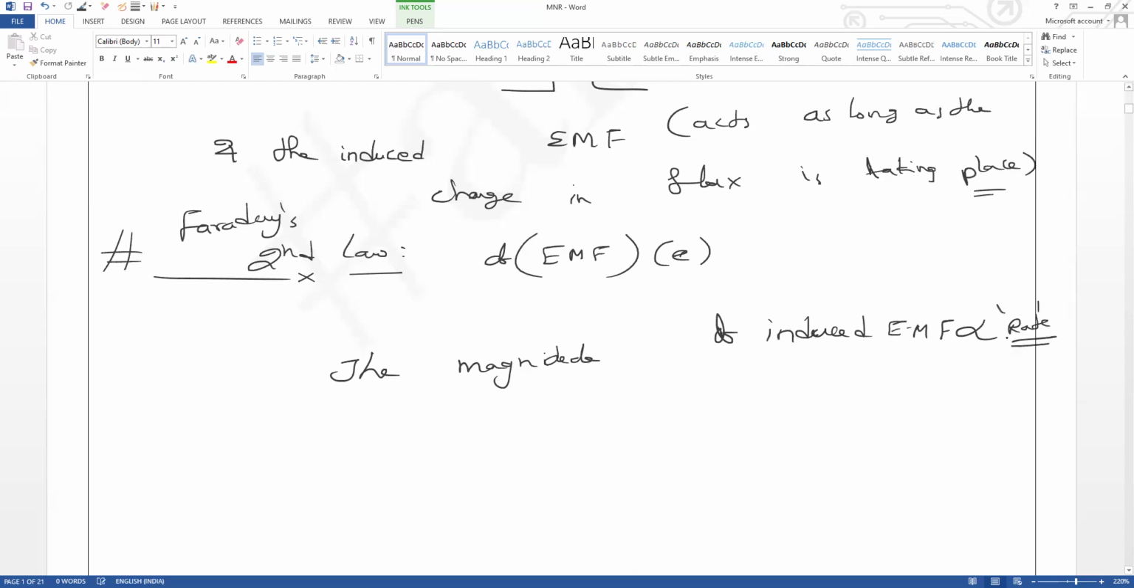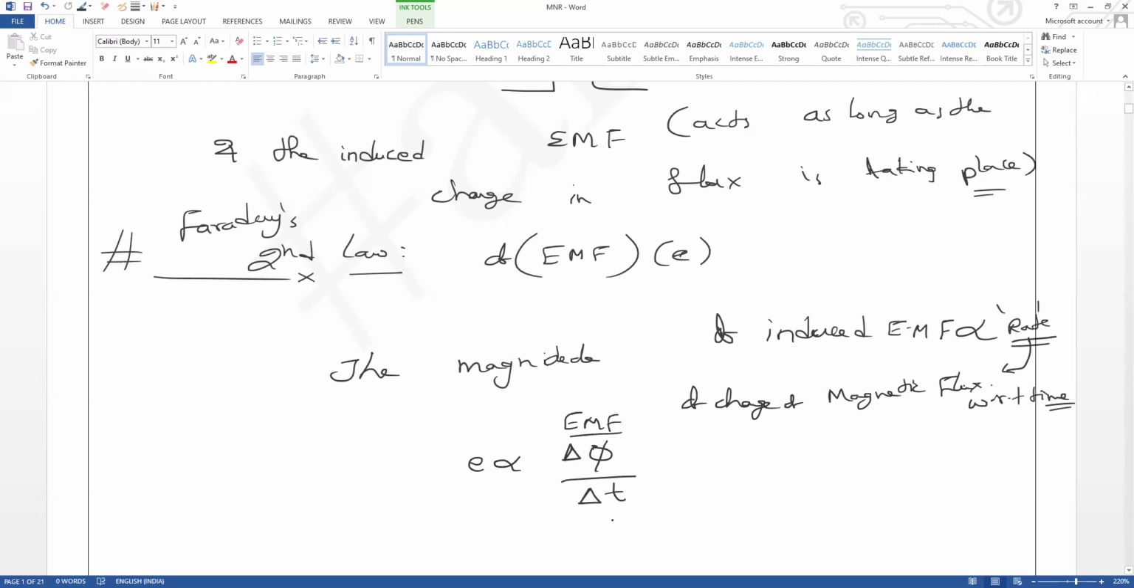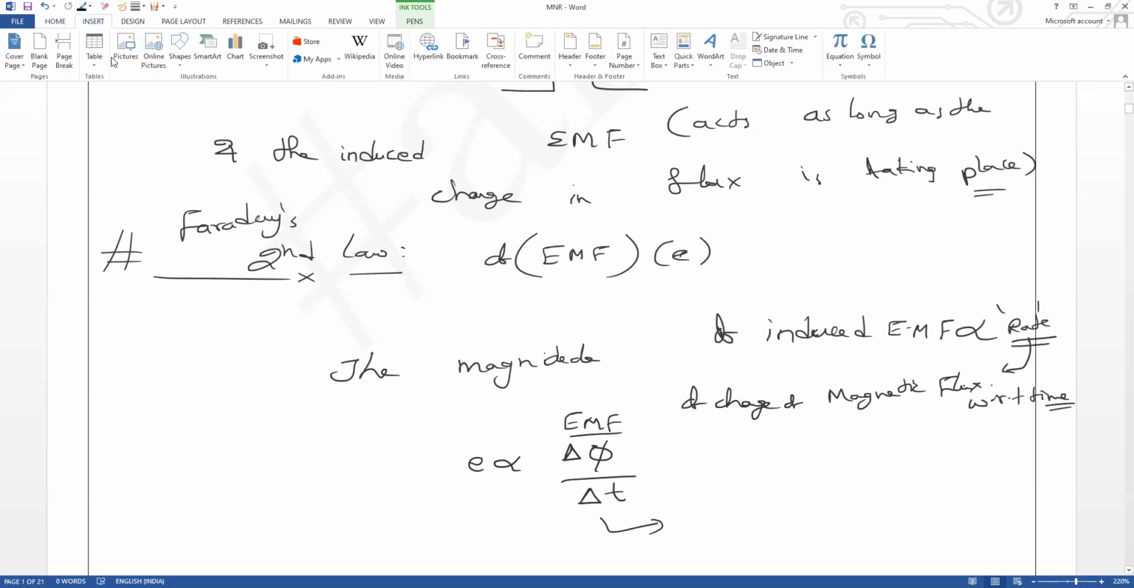Please respond. Rate. Rate means what? Immediately you should remember, from 9th I'm teaching you. Rate means with respect to time. Directly proportional to the rate of change of magnetic flux. So E is directly proportional to the rate of change of magnetic flux. E means EMF. Rate means with respect to time. So this is delta. Delta means what? Particular or total, everybody? Total. Am I right or wrong?